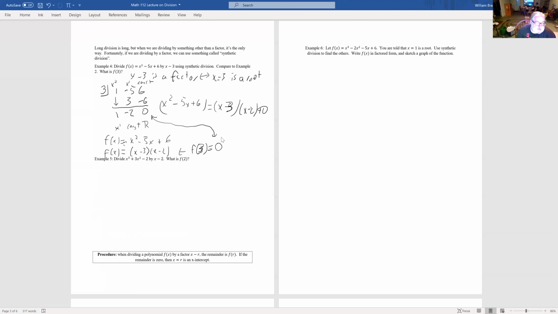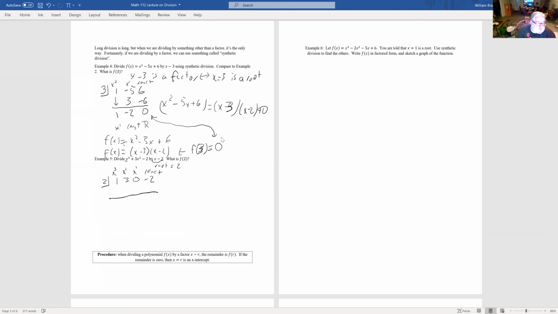So here, again, if this is my factor, the root is equal to 2, and I want to be able to divide. I've got 1, 3, 0, minus 2. That's my x cubed term, 3x squared. There's no x to the 1st, so we put a 0 there, but we need to have a column for it, and that's my constant.